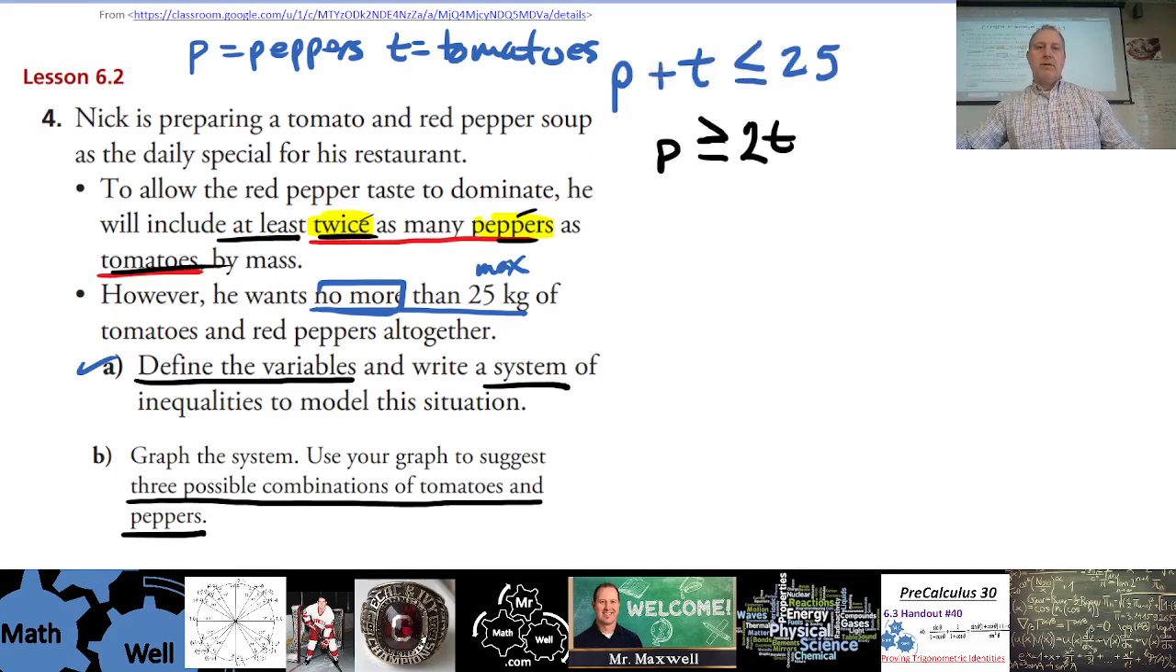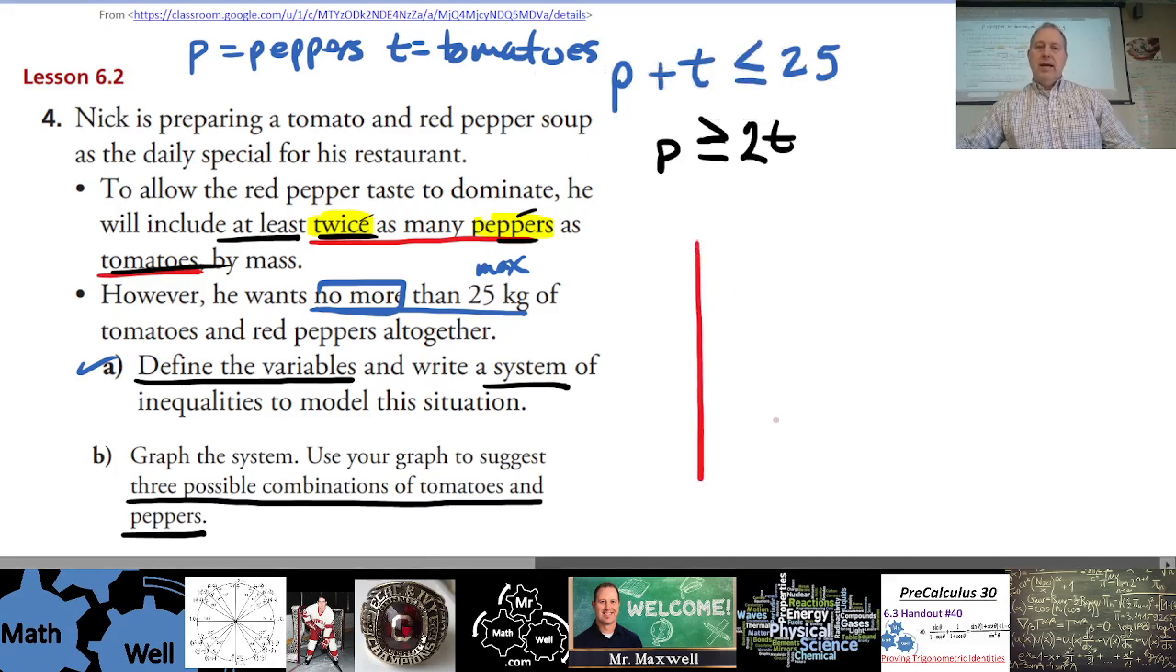Okay, so let's put the graph down here. I'll make it in red. Does it make sense to have a negative number of tomatoes and a negative number of peppers? No, we can't have a negative mass. So I'm just going to do the positive axes for the X and Y here.